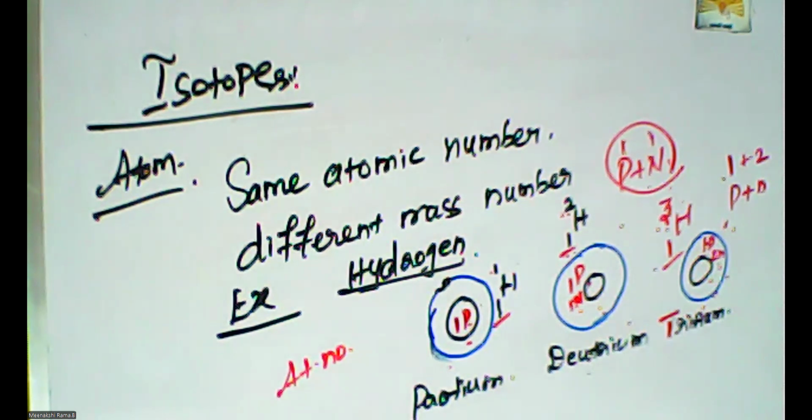Okay. Is that clear? An isotope is nothing but an atom or element identified which has the same atomic number but a different mass number. The atomic number of all 3 isotopes is 1, but the mass numbers are 1, 2, 3, like that. Okay. Some more examples are carbon and chlorine.